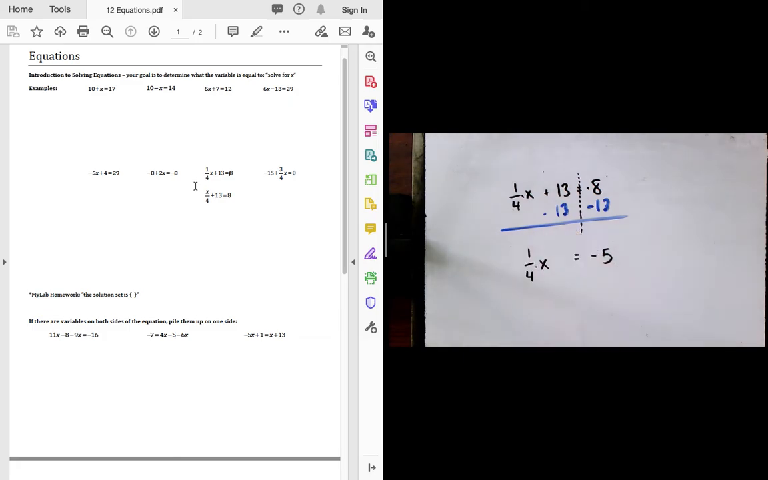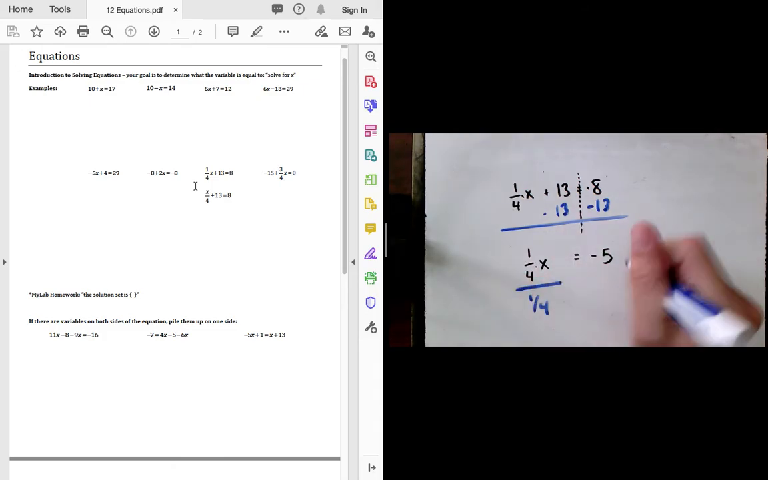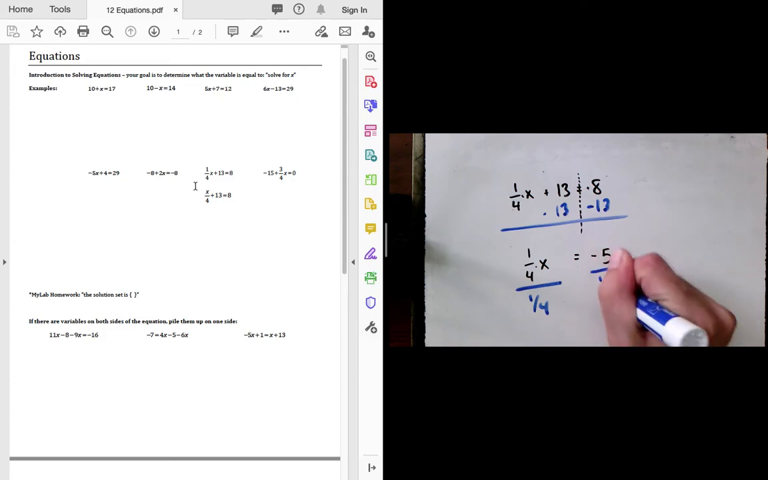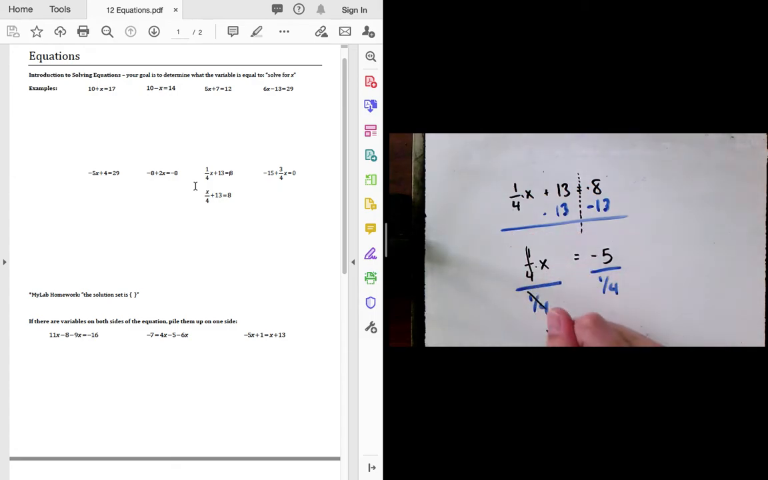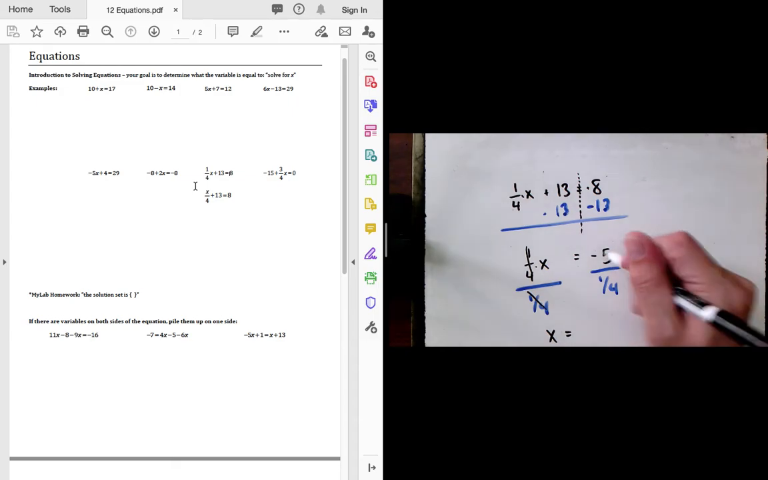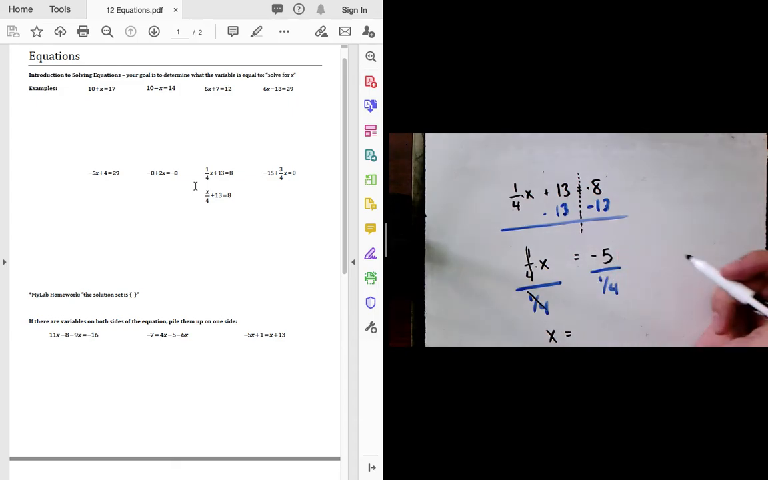And then just as we did in the last one, we want to get rid of the coefficient in front of x, and we do that by dividing. So what we're going to do here is we're going to divide by 1/4. We have our calculator for that, and remember that dividing by fractions is the same as multiplying by its reciprocal. In this case, our 1/4 cancel out and we're just left with x. And on the other side, negative 5 divided by 1/4 is the same thing as saying negative 5 times 4 over 1, which is just negative 20.